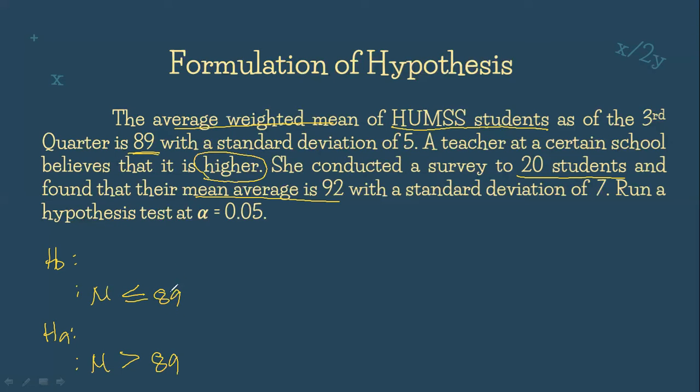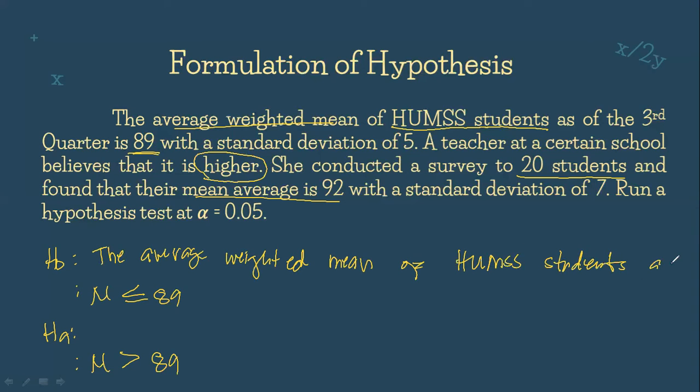So now let's turn this into worded form. So the average weighted mean of UM's students as of the third quarter is 89. Or, tapos na po ba? So, hindi pa po is 89 kasi po equal pa lang po yun or less or lower. Pwede nating sabihin or lower because we're talking about the grades.